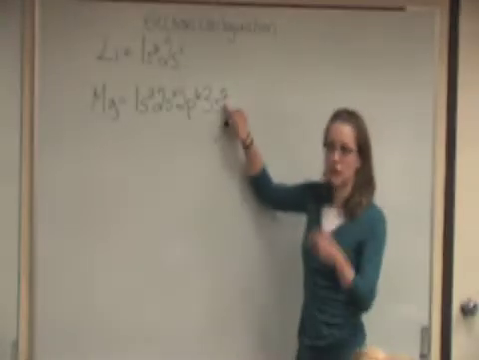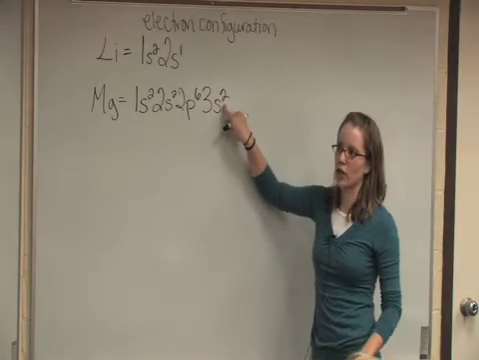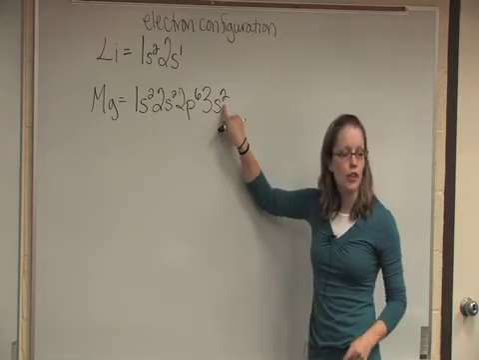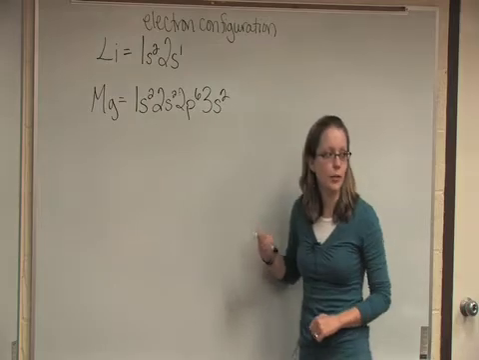Okay. All these little superscripts, if you add them up, that should give you the number of protons that you have, the big number in the corner. What's the big number in the corner of lithium? 3. 1, 2, 3. What's the big number in front of magnesium?